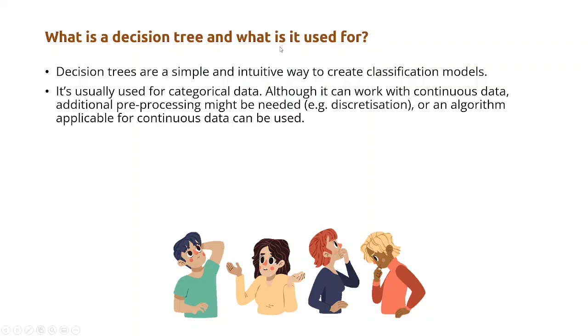So what is a decision tree and what is it used for? Decision trees are a simple and intuitive way to create classification models. It's usually used for categorical data, although it can work with continuous data, additional pre-processing might be needed, for example, discretization, or an algorithm applicable for continuous data can be used.